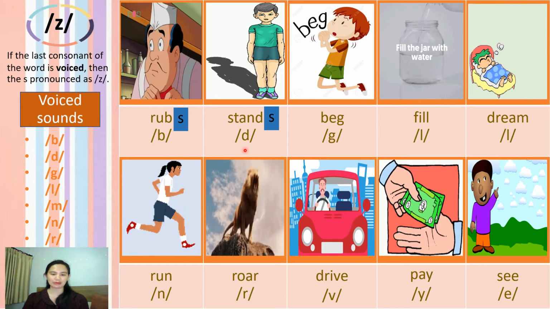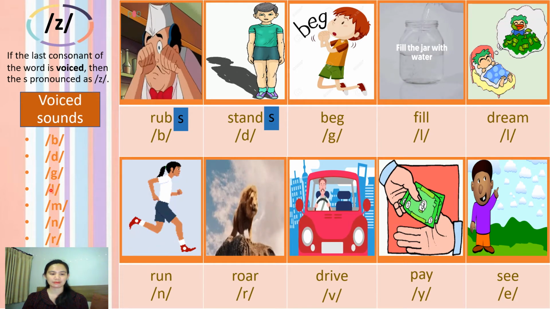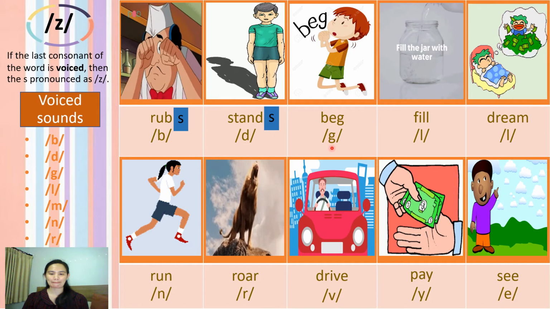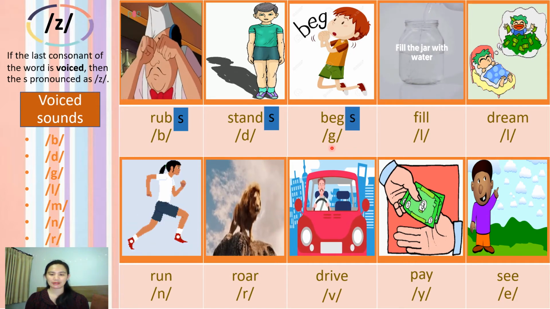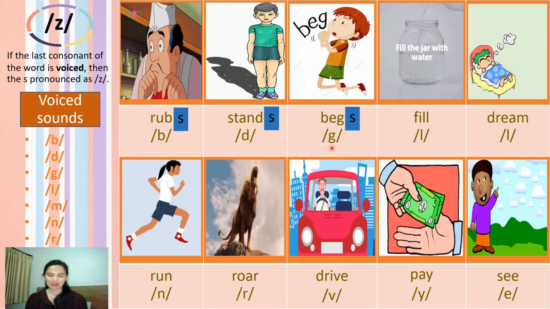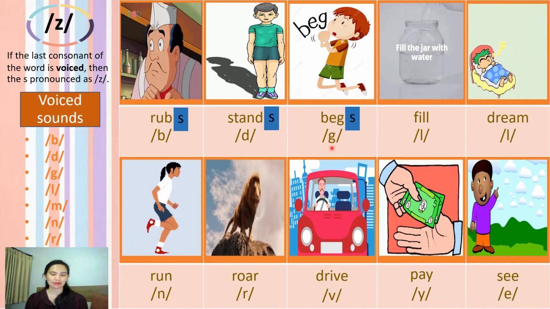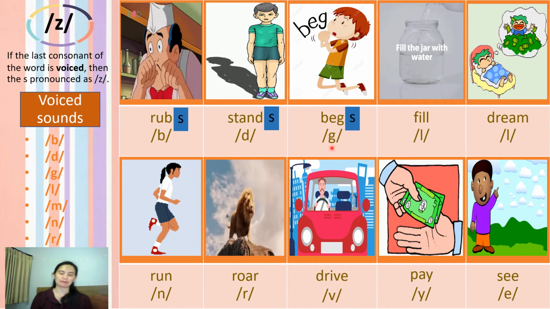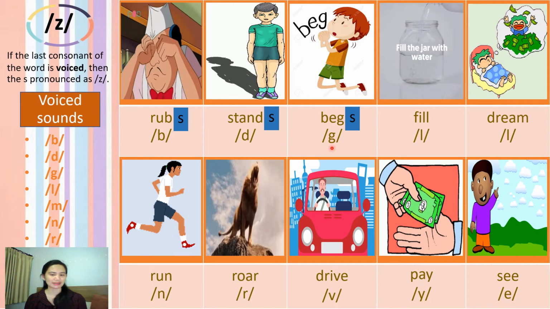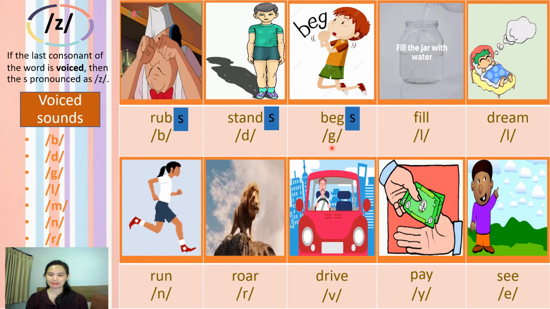Next word. The word is beg. The last sound is g. Let's transform it into a simple present tense by adding suffix s. So we're going to read the word as begs. Again, it's begs.